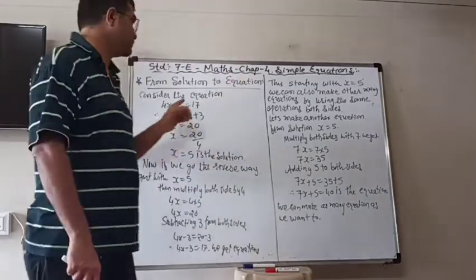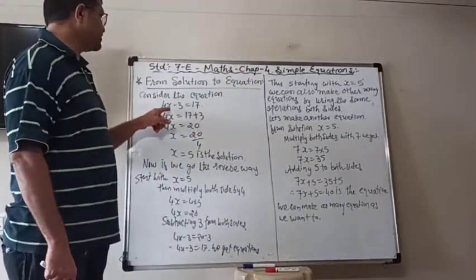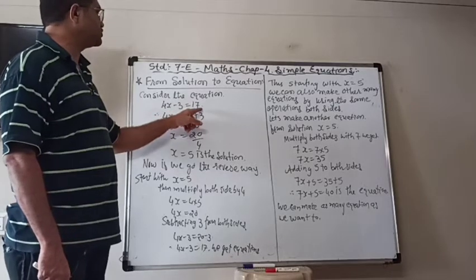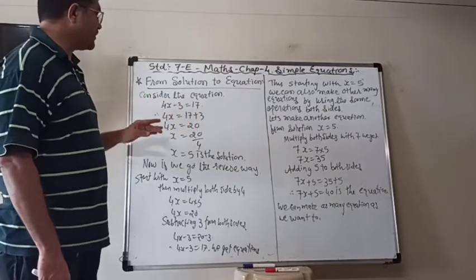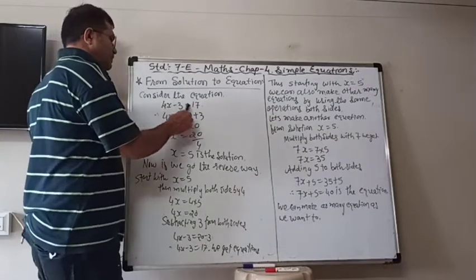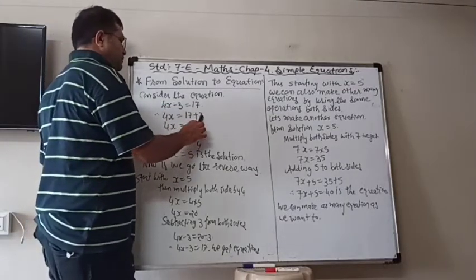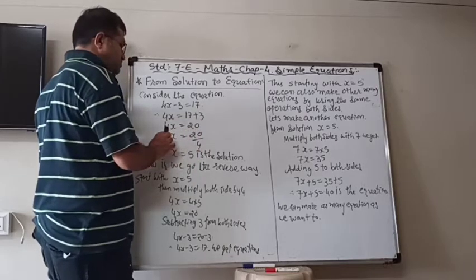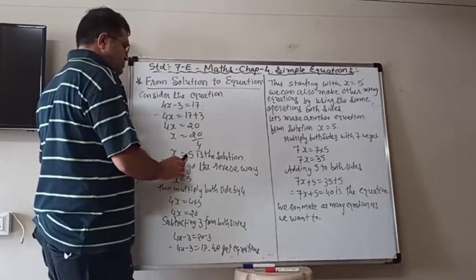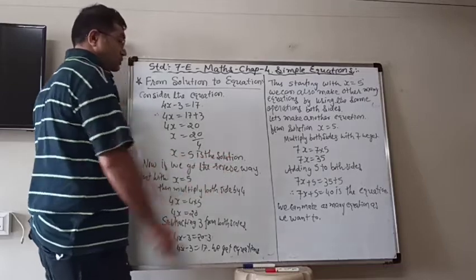For example, look here. Consider the equation 4x minus 3 is equal to 17. So how do we find the solution of the equation? Minus 3 will go that side and become plus 3. So 4x is equal to 17 plus 3, which is 20. Then the 4 will go that side. So x is equal to 5 is the solution.